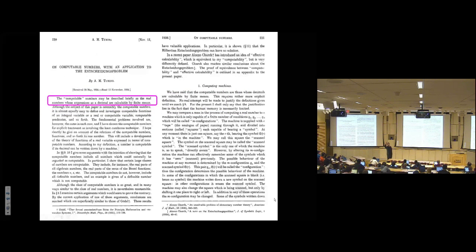How many have seen this paper before? Okay, now you all have. We're going to go through every page of this paper in the next 5 minutes.